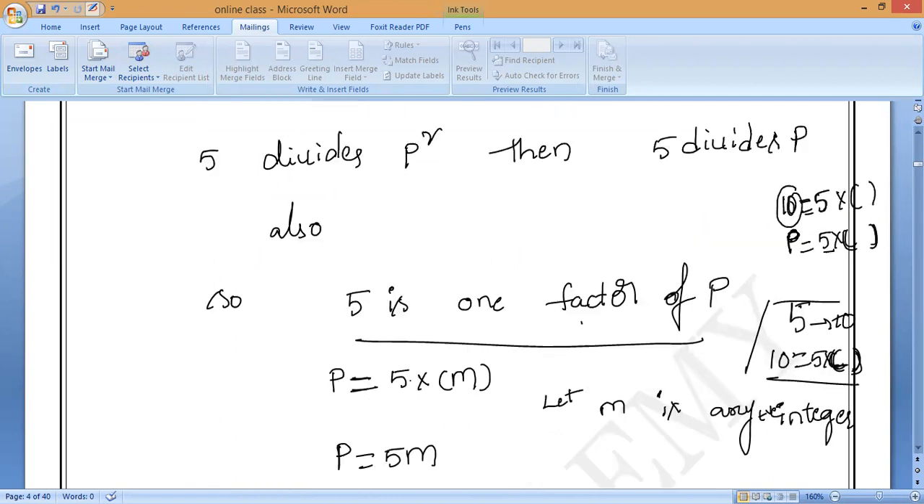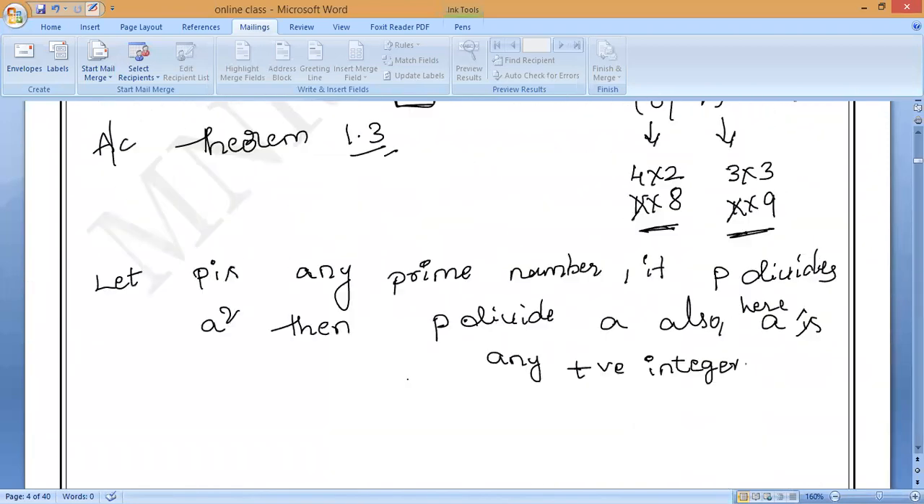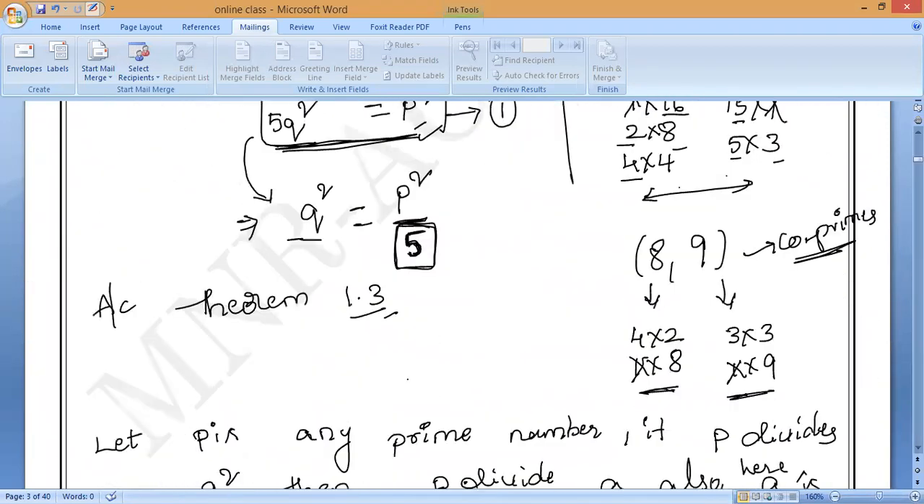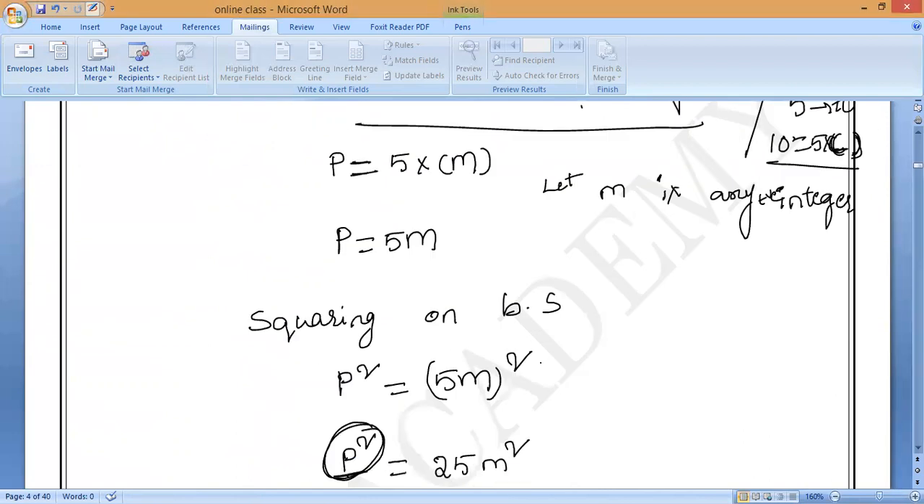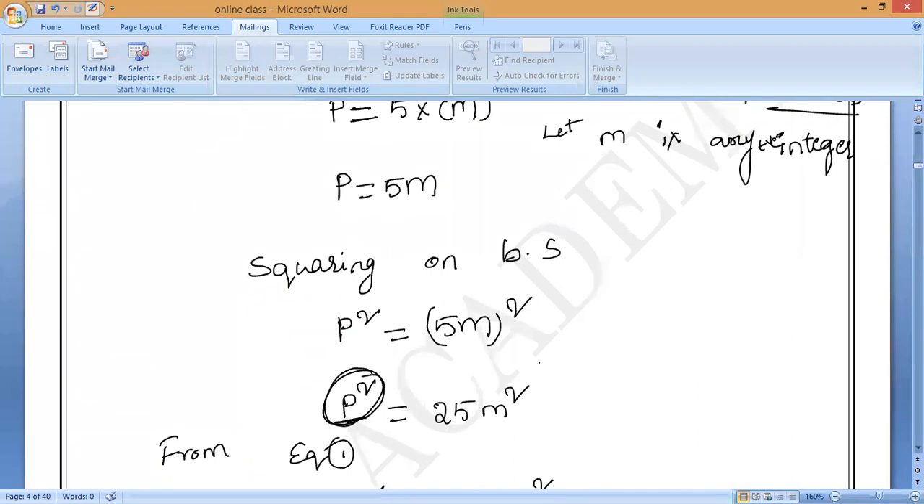So p equal to 5m. See, the previous equations are in the form of square terms, correct? But our equation is p equal to 5m. So we want square terms. So squaring on both sides, Kevin, because the first equation is in the form of p square and q square. Understand, Kevin? Okay, sir. p square equal to 5m whole square.